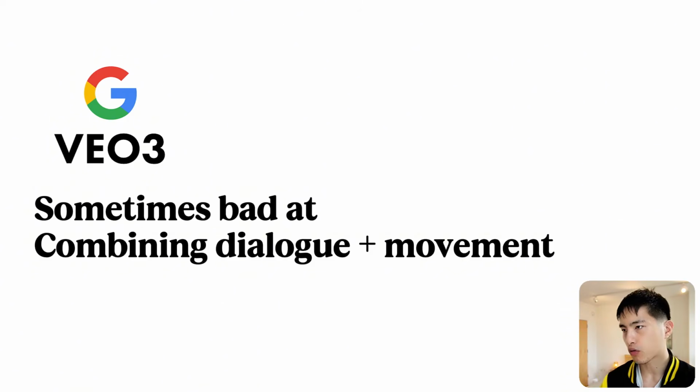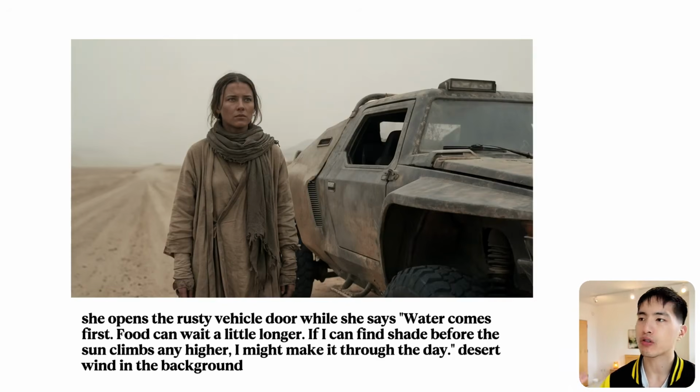Where you're going to run into trouble is when you're trying to combine the character dialogue with movements. In this next shot, I'm going to tell her to talk and also open the car door at the same time.